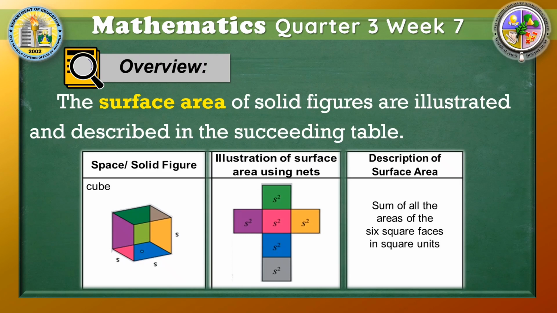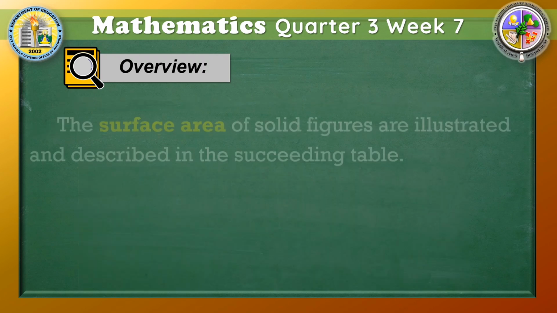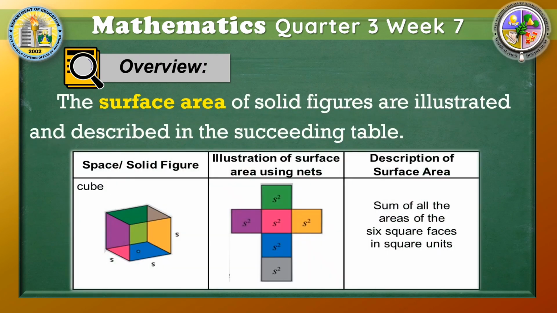Based on the first column of the table, the solid figure is a cube. On the second column, you can see that its net is made up of 6 square faces, while on the third column, the surface area of the cube is described as the sum of all the areas of the 6 square faces in square units.